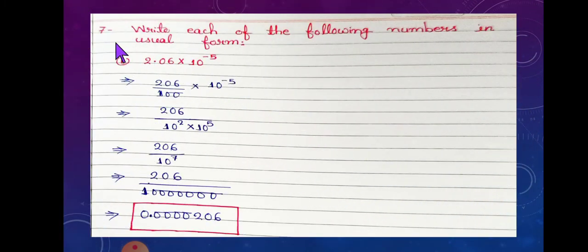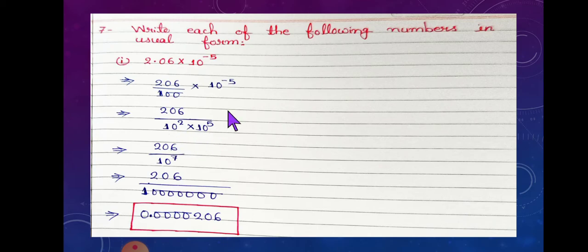Question number 7. Write each of the following numbers in usual form. Usual form means converting standard form to simple form. Okay, normal form, whether it will be a decimal or whole number, but without standard form. So first of all we will convert this decimal to a fraction. So 206 upon 1 in the decimal place, and after the decimal, because there are 2 digits, we insert 20, then multiply by 10 power minus 5. We can write 100 as 10 power 2.